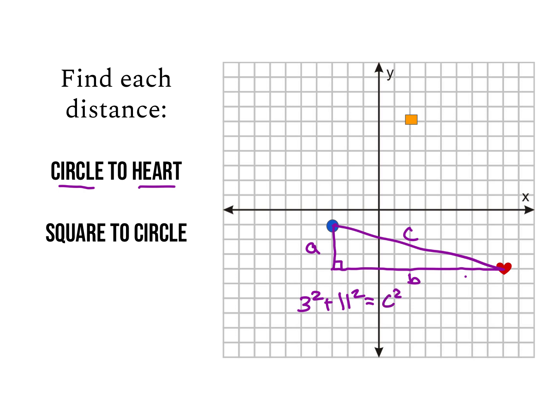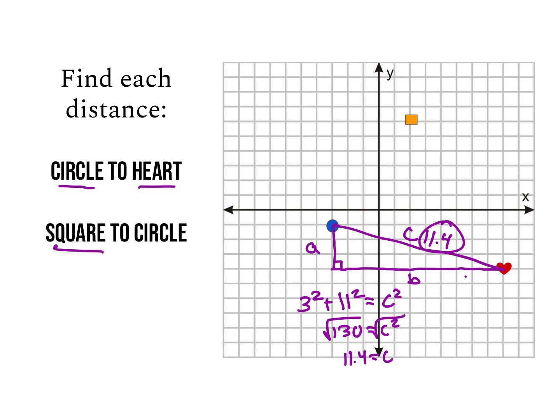In my calculator, 3 squared plus 11 squared equals 130, and that equals C squared. So I want to take the square root of each. The square root of 130 is about 11.4. So this is 11.4. Let's try the next one.